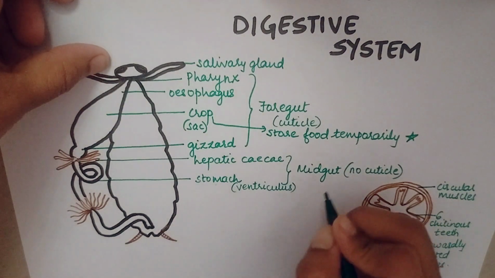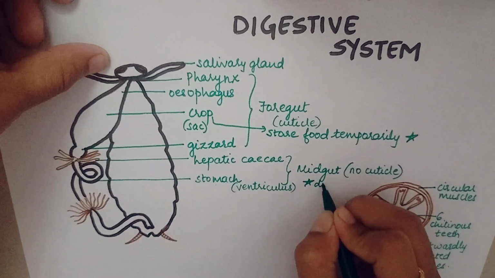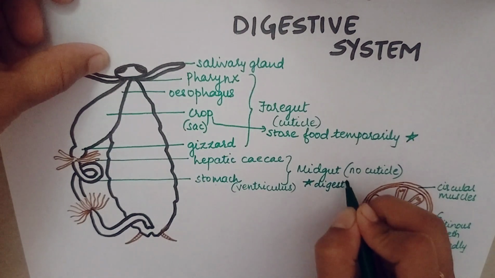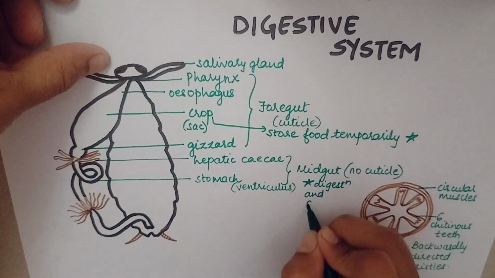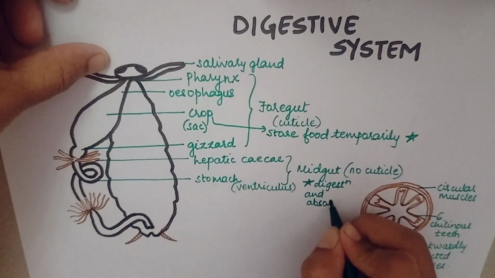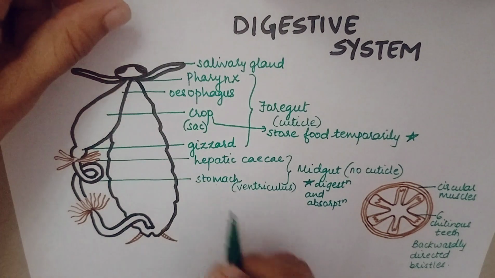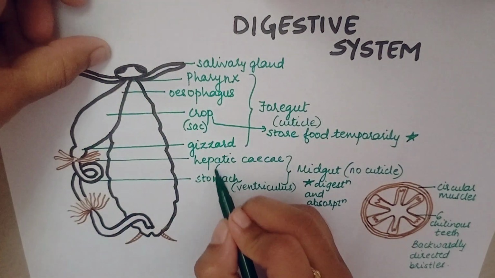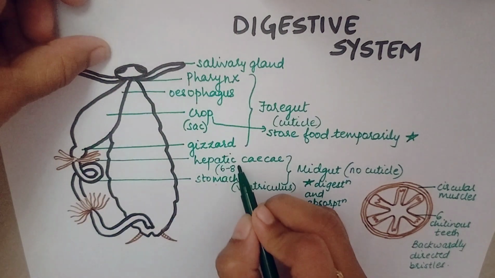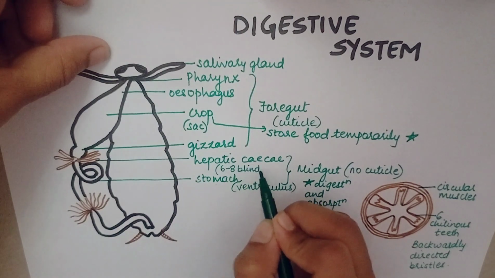What is the function of the midgut? Very important. It has the function of digestion and absorption. So food will be digested and absorbed in the midgut. It has the stomach and the hepatic caeca. The hepatic caeca are 6 to 8 blind tubes.